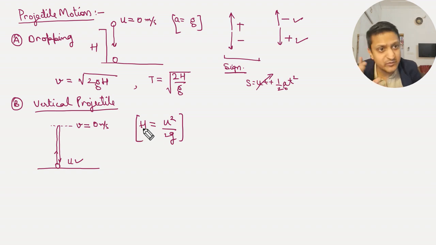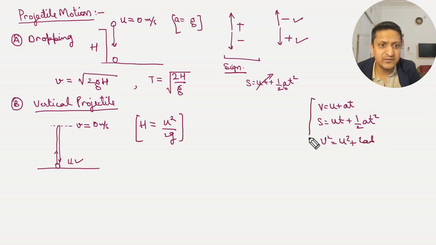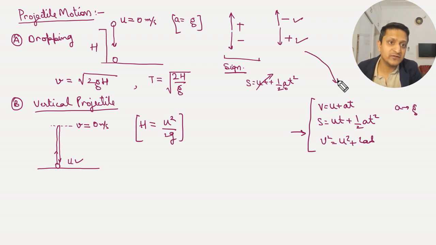See, in all these questions we have to use only the SUVAT equations that I have already written in the previous video: v equals u plus at, s equals ut plus half at square, and v square equals u square plus 2as. These three equations are very important. Remember them. a will be g, and you have to use the sign conventions accordingly.